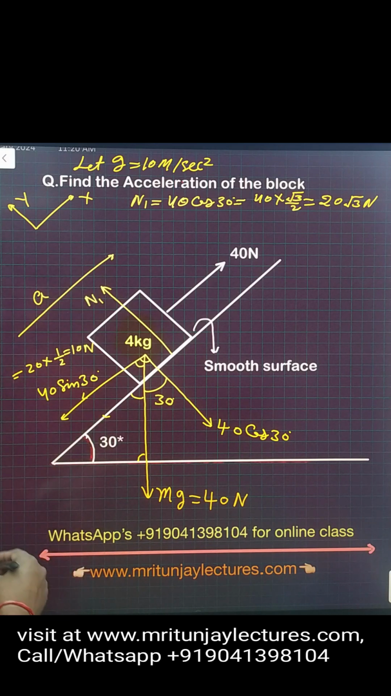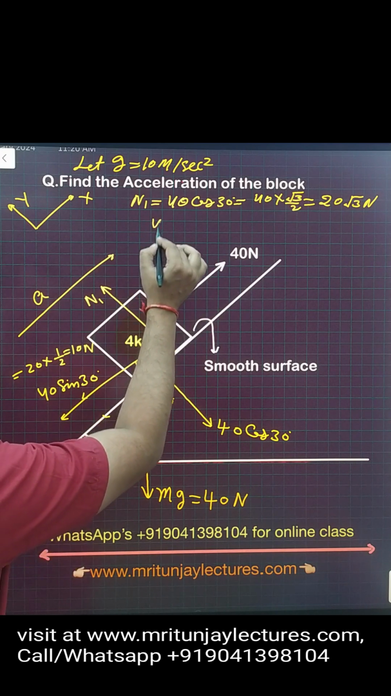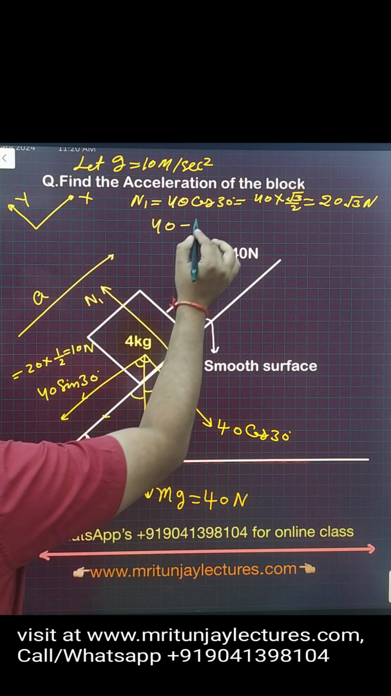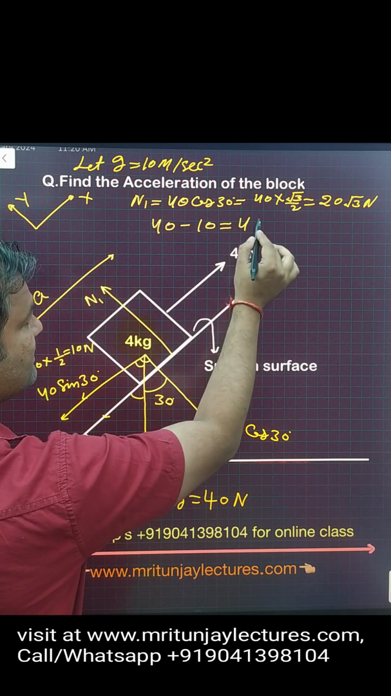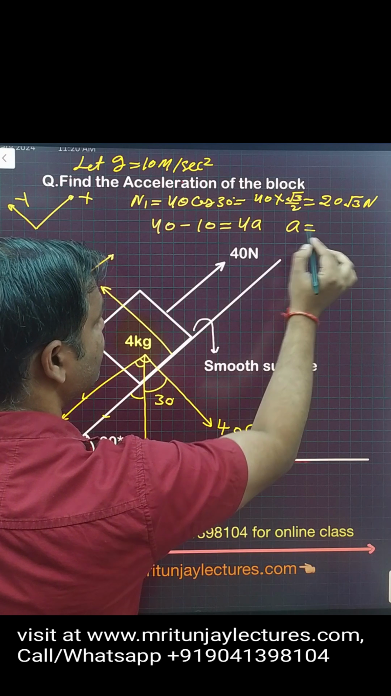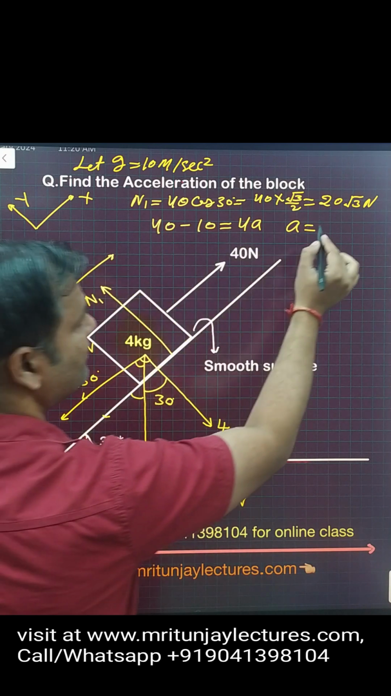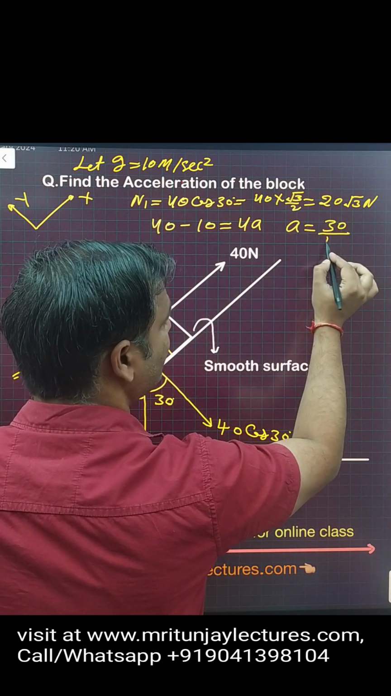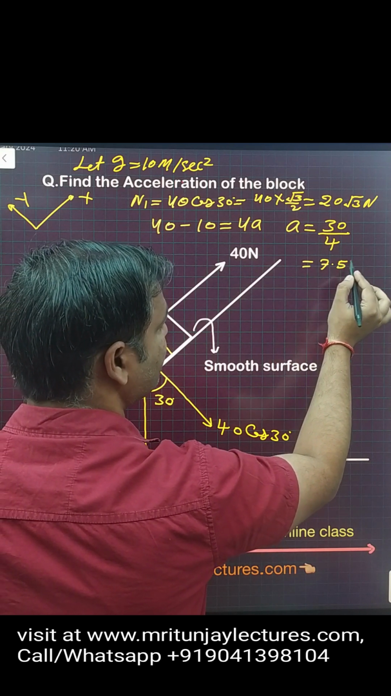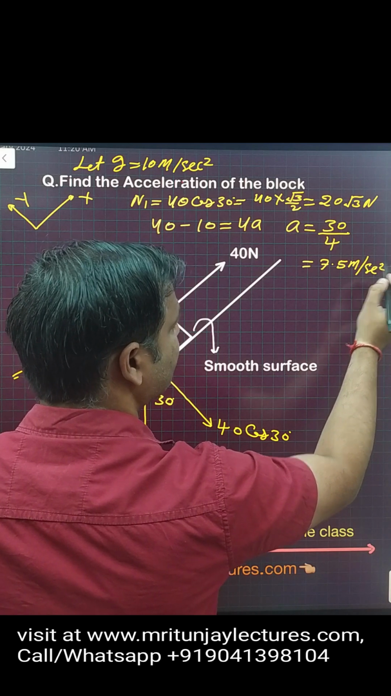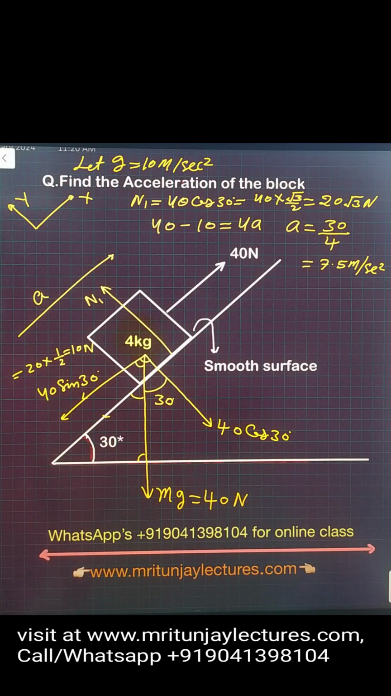So you can say that 40 minus 10 is equal to mass into acceleration. Mass is 4 and acceleration is a. So a is equal to 30 by 4, which is 7.5 meter per second square. Clear? 7.5 meter per second square in the upward direction.